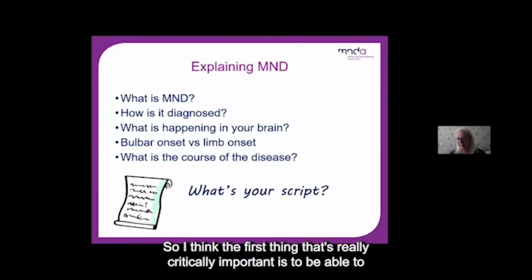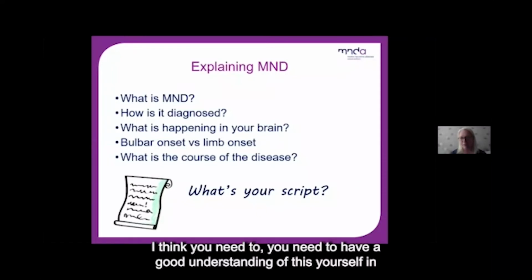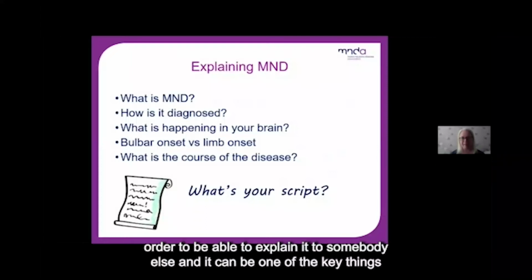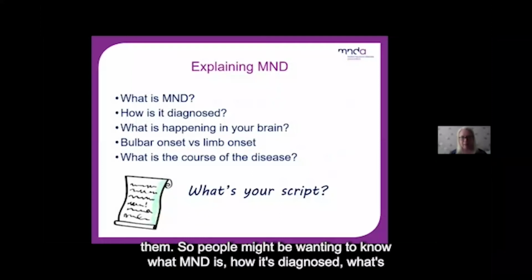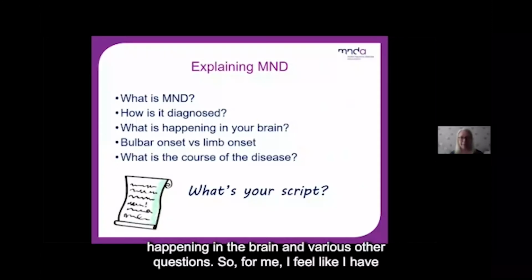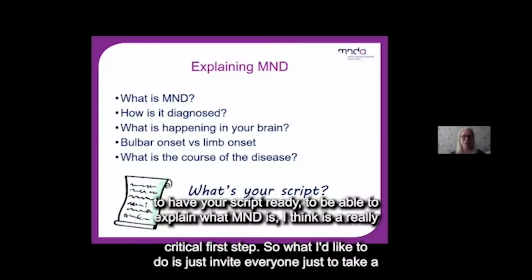So I think the first thing that's really critically important is to be able to explain to somebody what MND is. I think you need to have a good understanding of this yourself in order to be able to explain it to somebody else. And it can be one of the key things that you first need to have a discussion with somebody about when you first meet them. So people might be wanting to know what MND is, how it's diagnosed, what's happening in the brain, and various other questions. So for me, I feel like I have a script of how I'm explaining this to people, having done it lots of times. So to have your script ready to be able to explain what MND is, I think is a really critical first step.